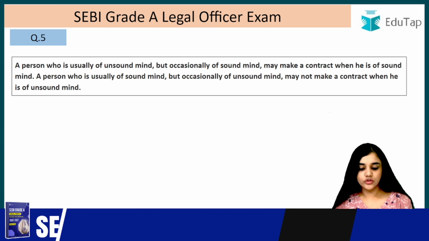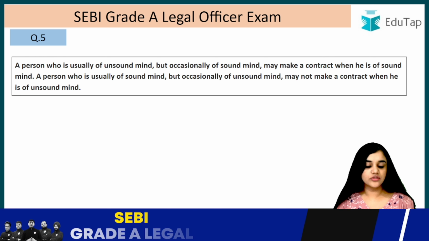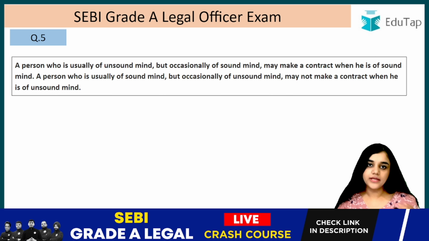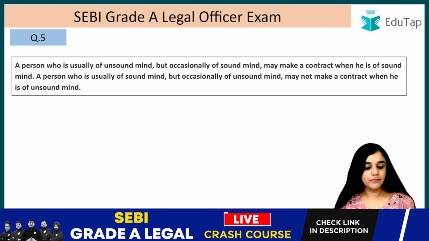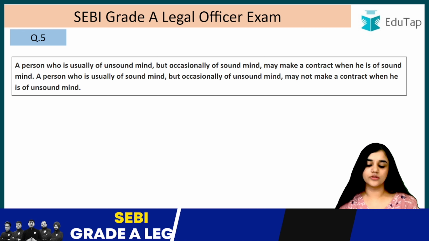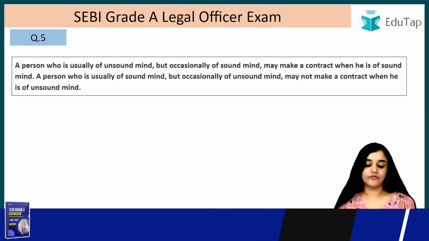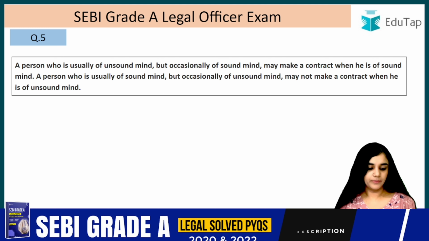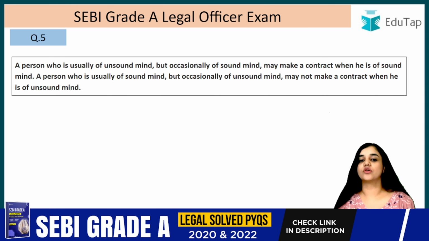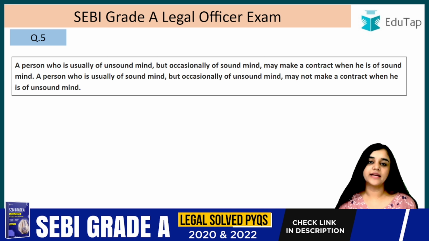So a person who is usually of sound mind but occasionally of unsound mind, kabhi kabhi he is of unsound mind, may make a contract when he is of sound mind. So he can make a contract when he is of sound mind. A person who is usually of sound mind but occasionally of unsound mind may not make a contract when he is of unsound mind. So the crux is that a person can enter into a contract when he is of sound mind.